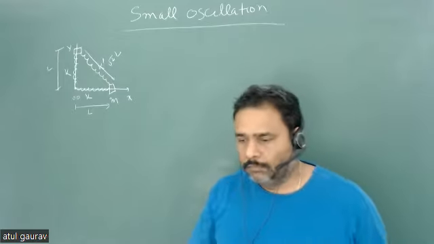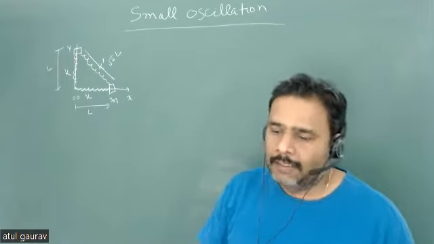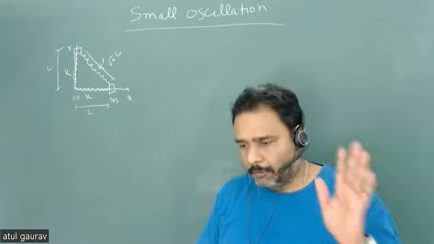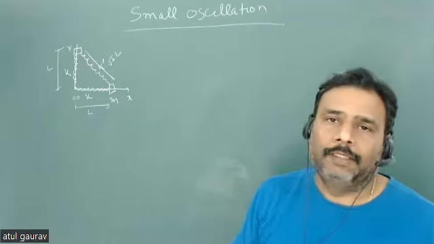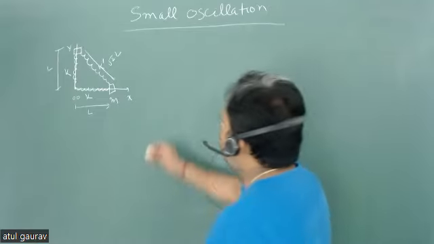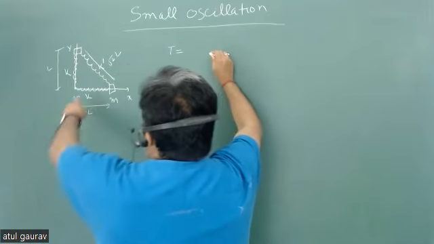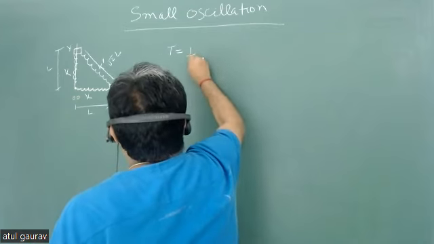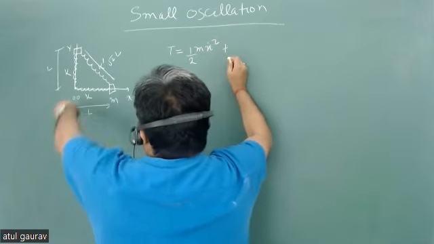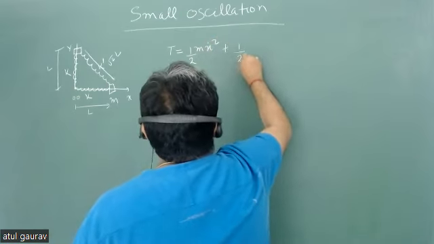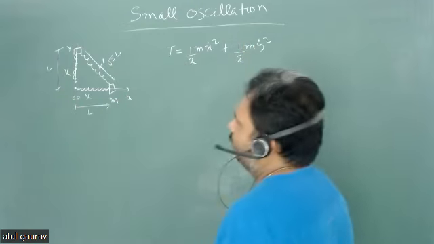In this problem, if you want to revise your small oscillation chapter, then this problem is the best one. So just try to do this problem yourself, even though I am going to solve it completely. We first have to write the kinetic energy, which is very simple. For this one, the kinetic energy is half m x dot square. For the second particle, the kinetic energy is half m y dot square. So these two are the kinetic energy.